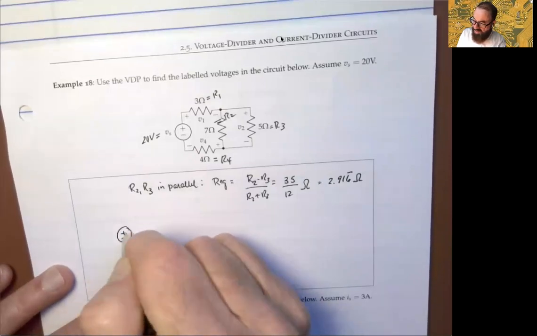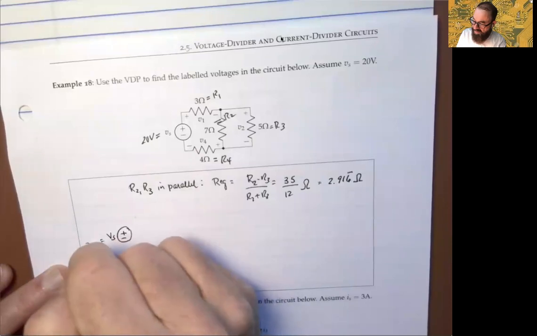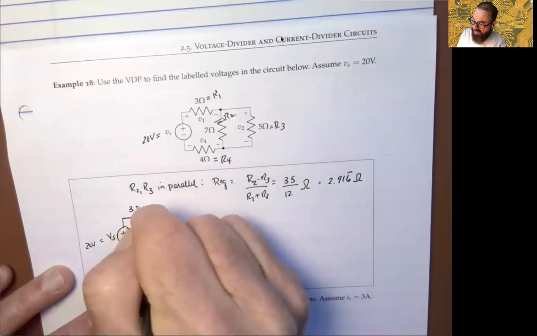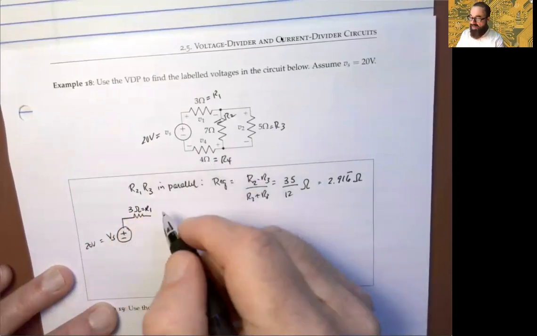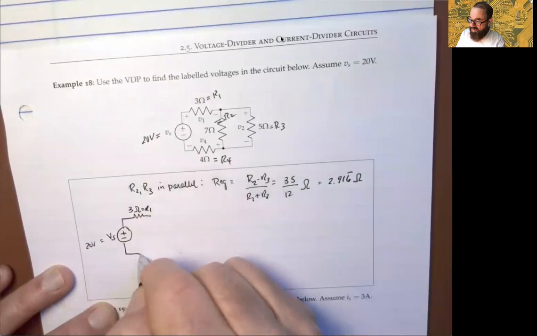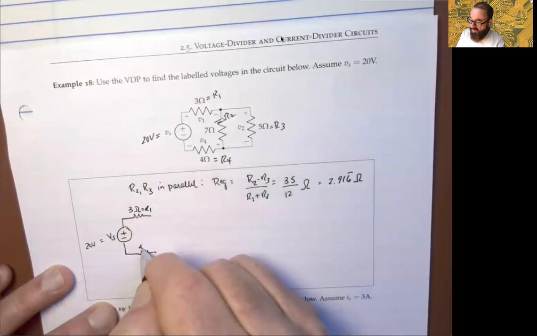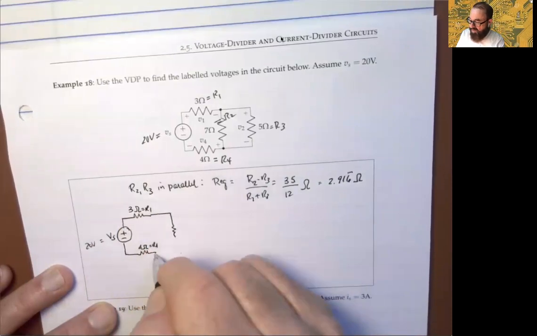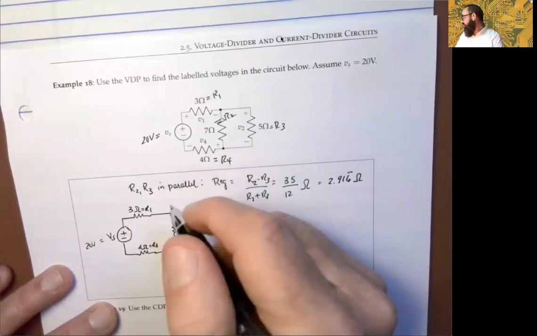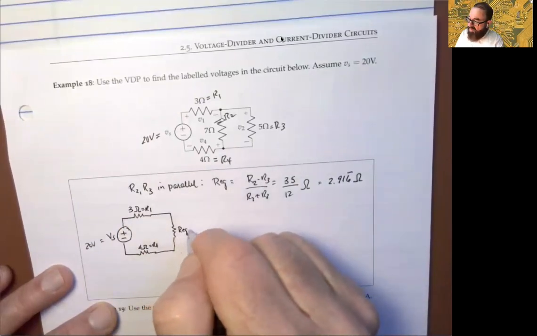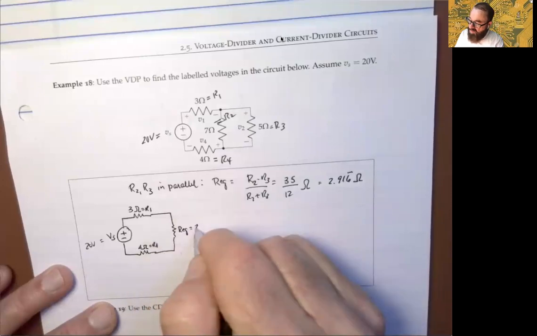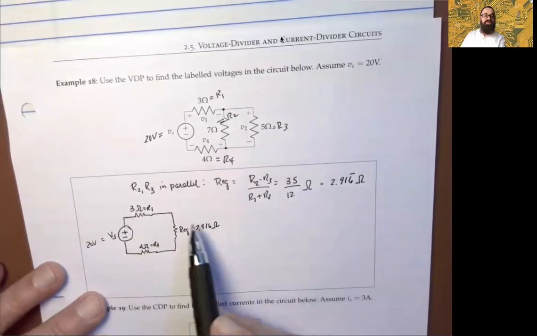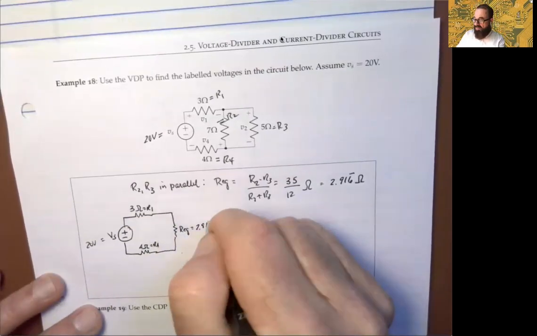the voltage source here, which is 20 volts, still have this 3 ohm resistance, which is R1. We also still have this resistance down here, which is 4 ohms, and this is R4. But now we have an equivalent. We've removed the parallelism there, and we have an equivalent, which is equal to 2.916 ohms, okay? Almost 3, almost the same as that, but you know, that does repeat.